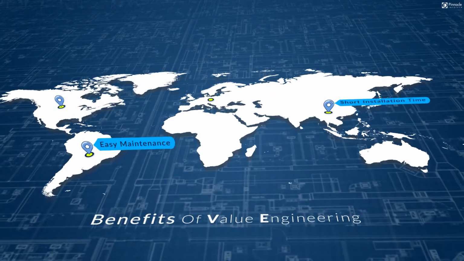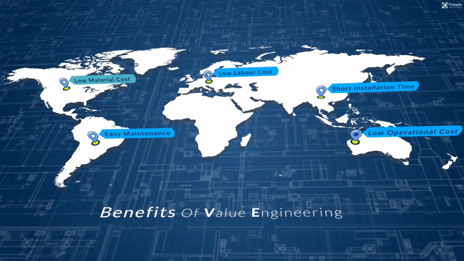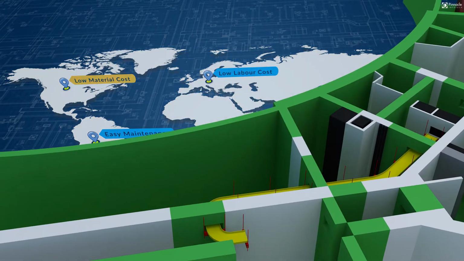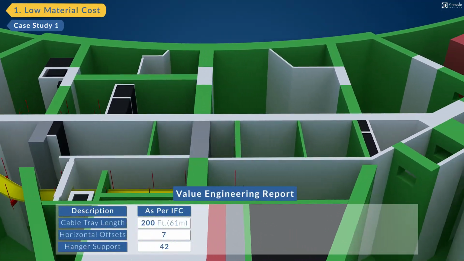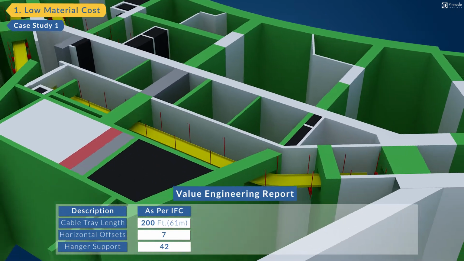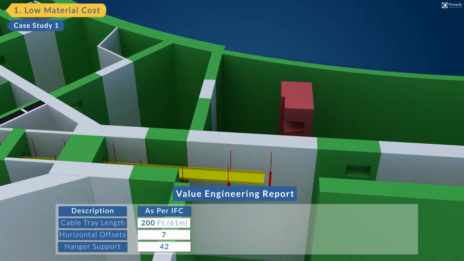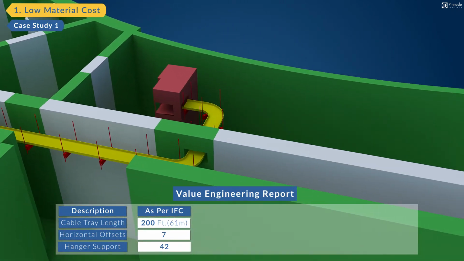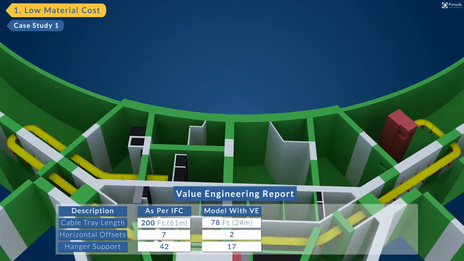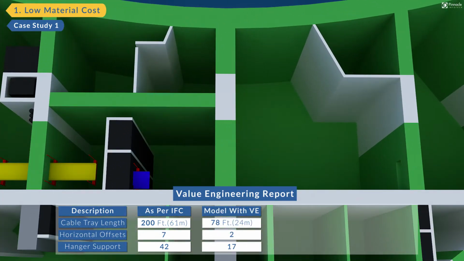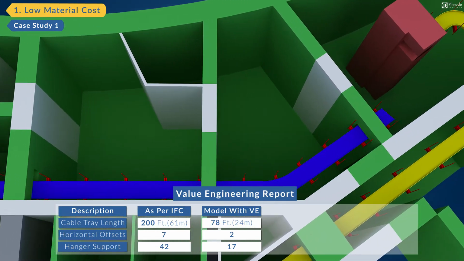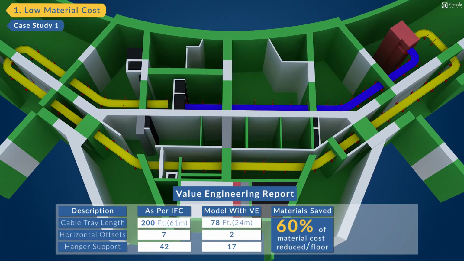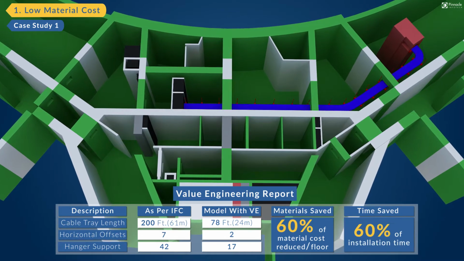Benefits of value engineering: low material cost. As per the input drawings, the cable tray length was 200 feet, horizontal offset 7, with 42 hanger supports. After value engineering, the cable tray length was 78 feet, horizontal offsets 2, hanger supports 17. Hence, we reduced the material cost by 60% per floor and installation time by 60%.